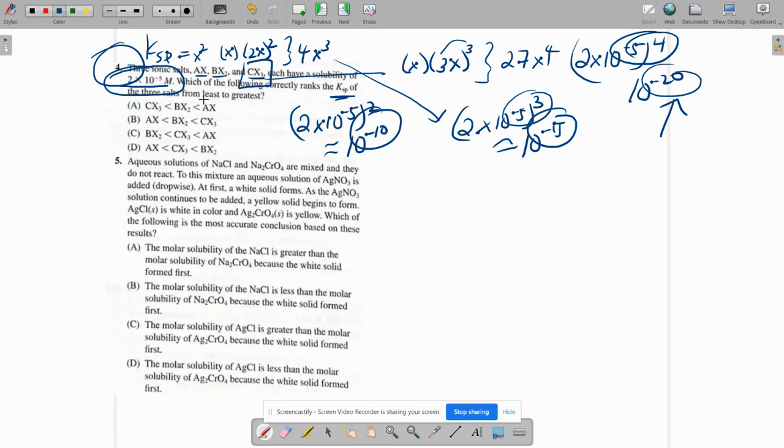It says from least to greatest. So we're going to list the x to the fourth one, or 3, first. Then this one next, and then the x squared one is going to come through with the largest Ksp. Hopefully you see how that works and what the relationship is. So that's number 4. How does that sound?